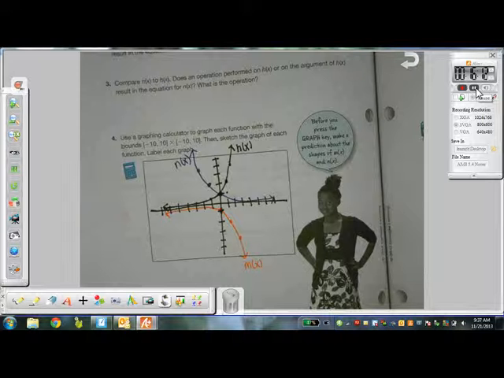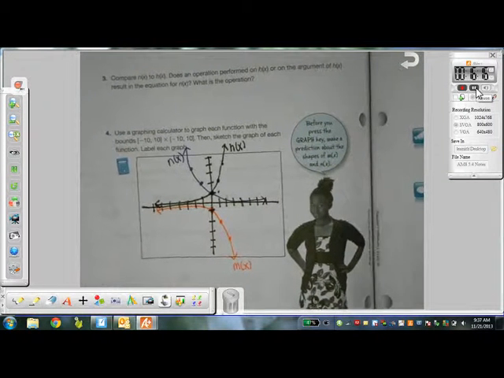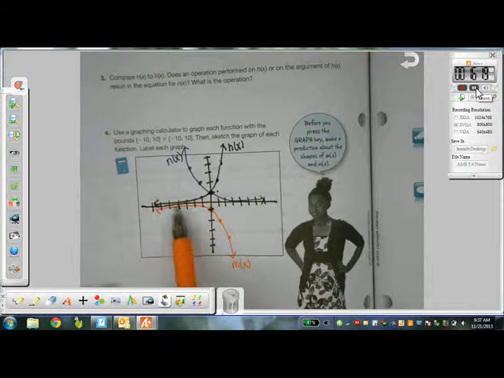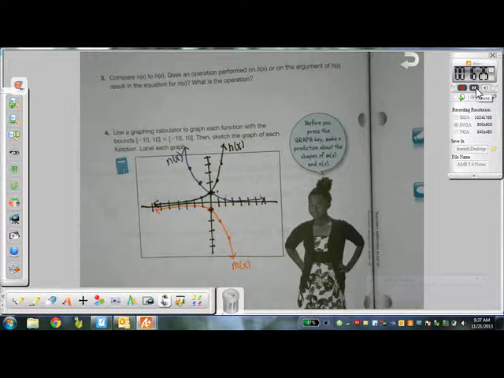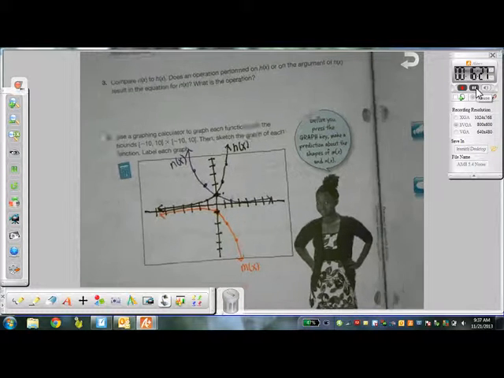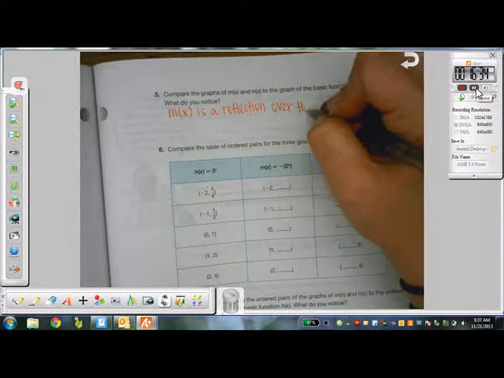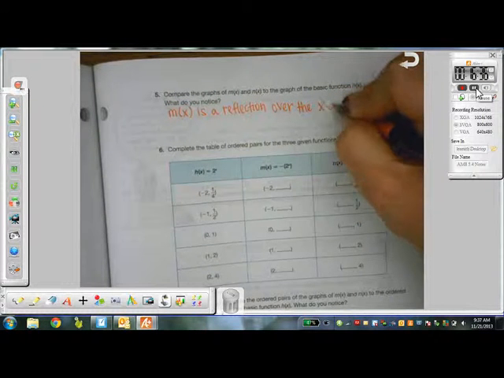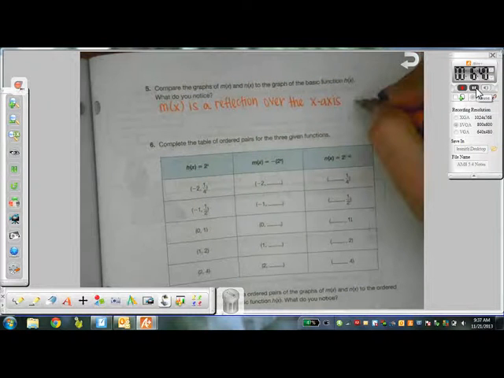So we would say that m of x is a reflection over the x-axis, because the x-axis is the point where I would have folded, okay? So m of x is a reflection over the x-axis. What is the equation for the x-axis? Y equals what? 0, right? At the x-axis, y is 0.